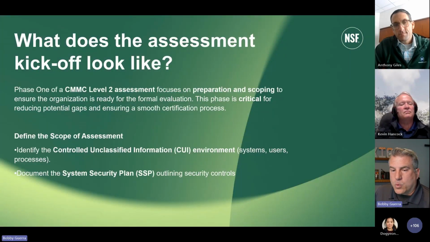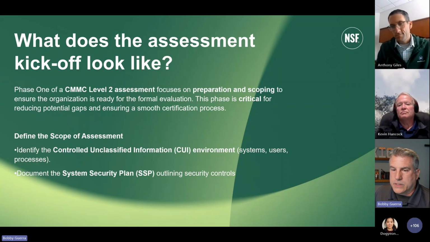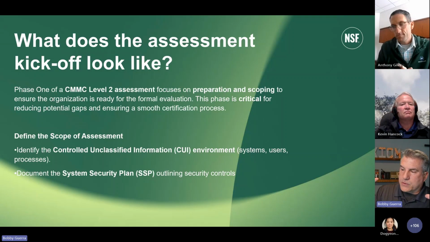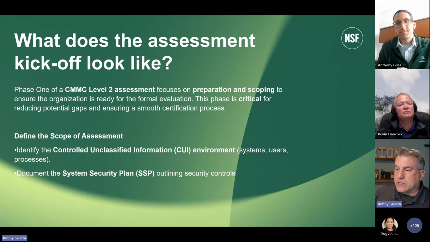So let's go into phase one here. In this part, we already touched on it some, so I don't know if we necessarily need to go into it as much. But in this phase one process, it's all about trying to define the scope and make sure that you have the right suitable information to move to phase 2. As a C3PAO, Tony, how many times do you see people go into this and not come out of phase 1? How often is that?